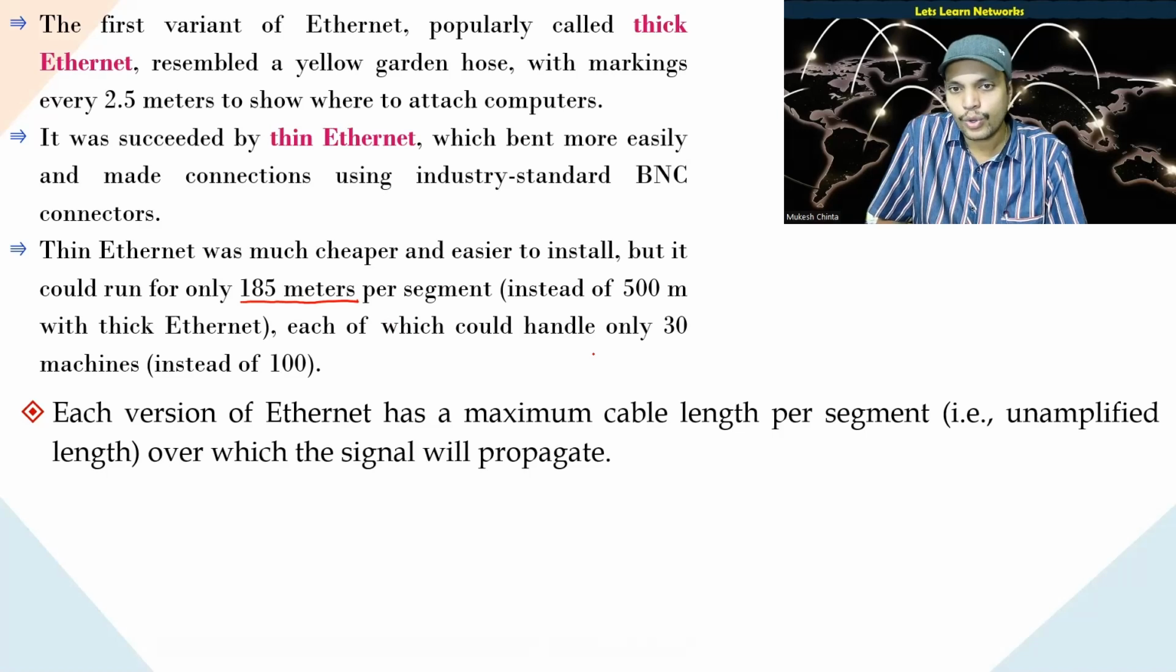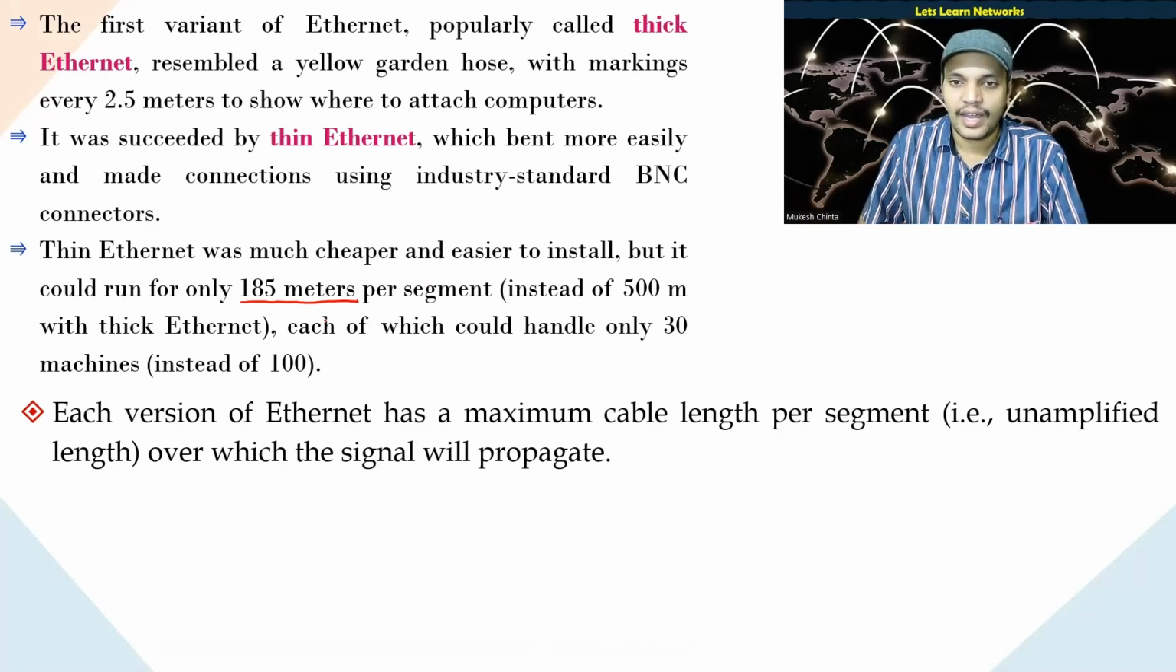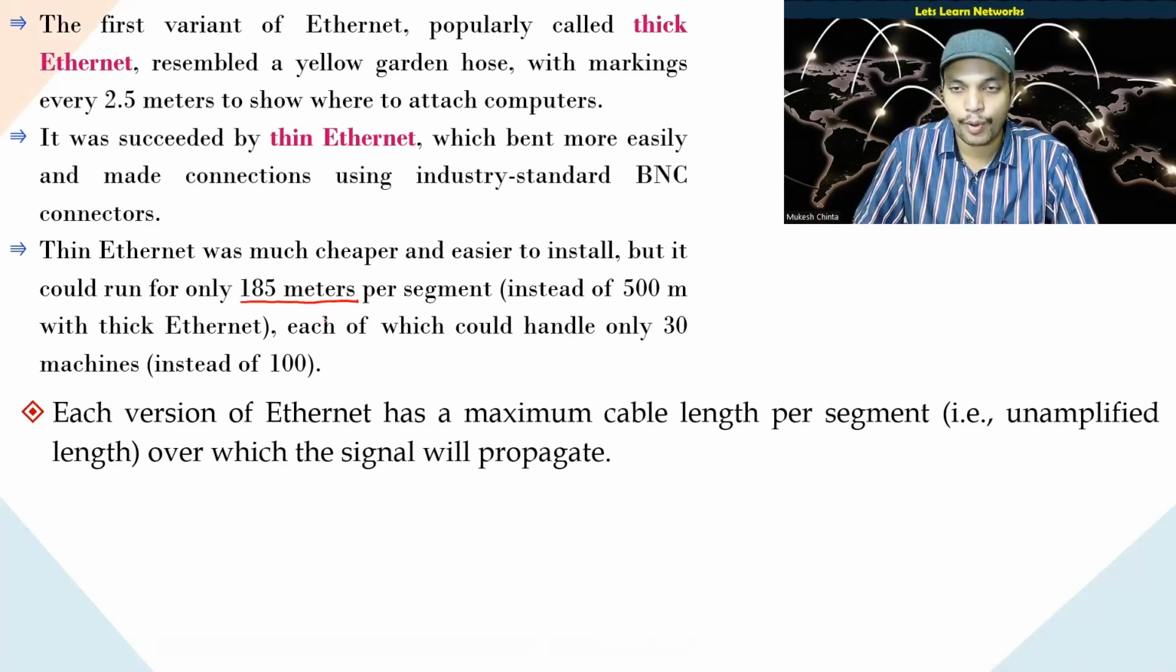And also, you can actually connect only 30 machines per segment of thin Ethernet, whereas you can connect up to 100 machines per segment of your thick Ethernet. So each version of this Ethernet has a maximum cable length per segment. In case of thicknet, you have 500 meters. In case of thinnet, you have a maximum segment length of 185 meters through which the signal can propagate.